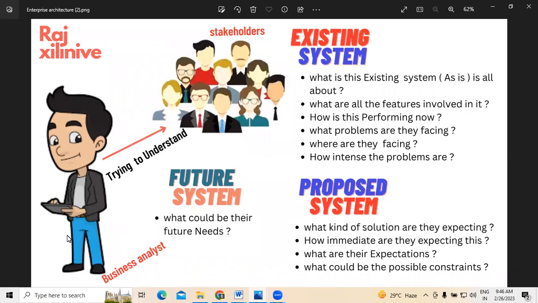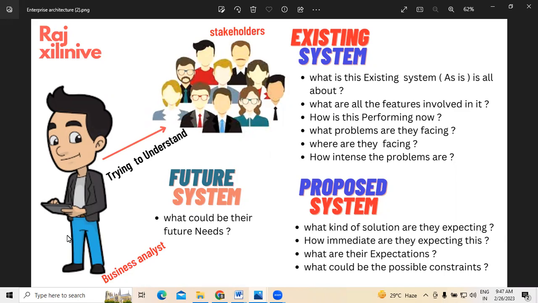If you see here in this diagram, business analysts try to understand stakeholders. First of all, they have to understand the stakeholders from the context of 3 different systems. One is the existing system, second is called the proposed system, and third we call the future system, right? So 3 points. The existing system in BA terminologies we call as is. The proposed system is called to be. Okay, there are 2 different points: as is, and second, to be.